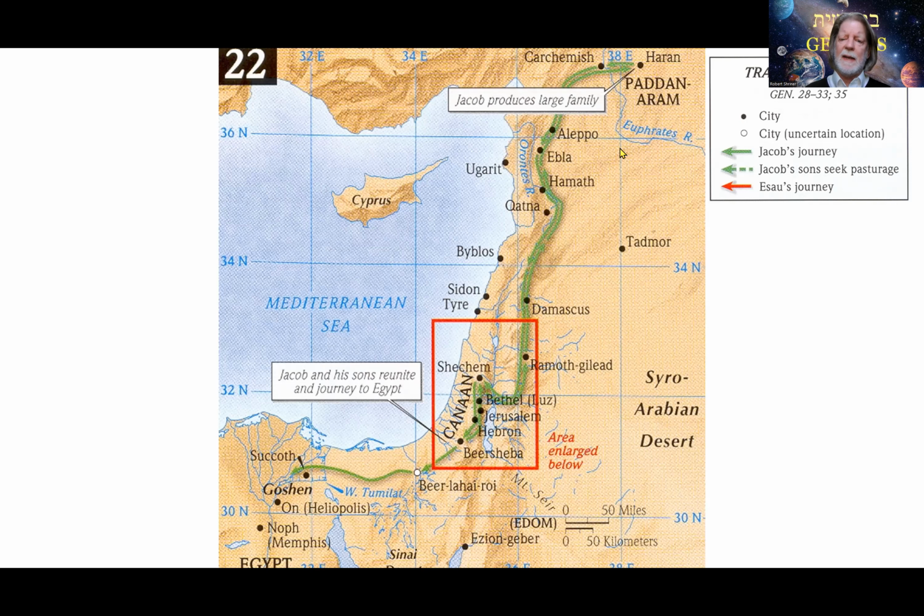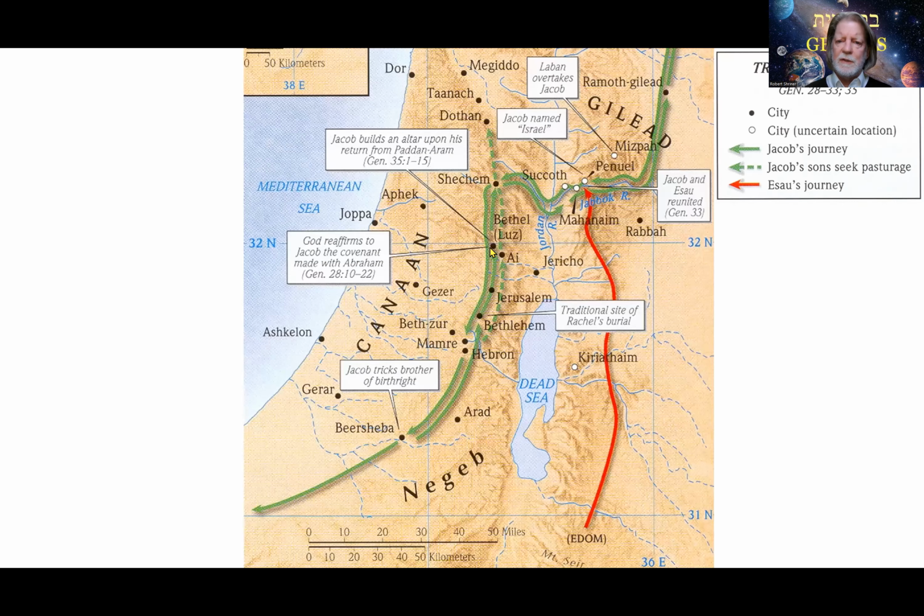He comes back, and the journey back is what we have covered in the last couple of chapter studies. So we're looking at just an expanded, a larger scale map here. Some of the key places that we've talked about are Mizpah, where Laban, his father-in-law, overtook him. He kind of sneaked away, and so Laban had to chase after him. And they part company on less than ideal terms, but at least they're not at war with each other.